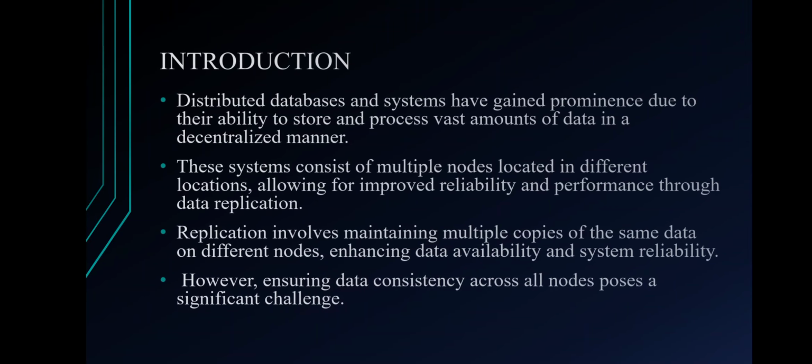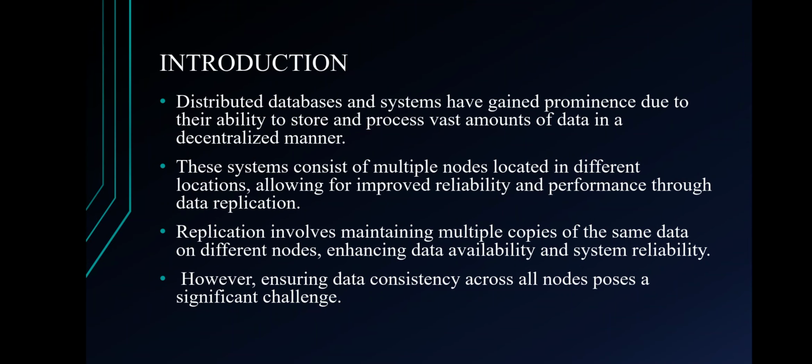In the era of big data and cloud computing, distributed database systems have gained prominence due to their ability to store and process vast amounts of data. It stores a vast amount of data in a decentralized way. What is meant by decentralized? Decentralized is an access that allows different communities to access that network or computer. These systems consist of multiple nodes located in different locations. That is why we call this a distributed database system.